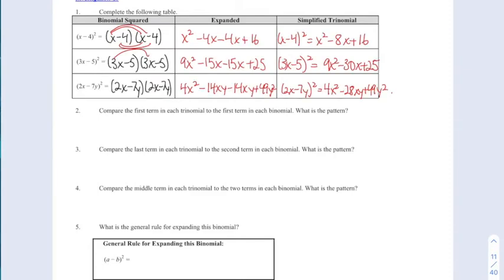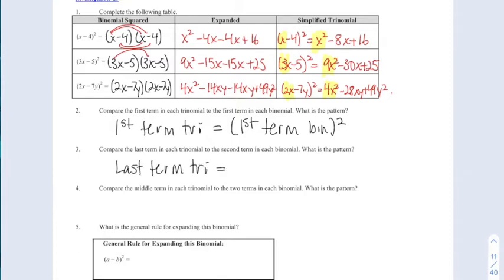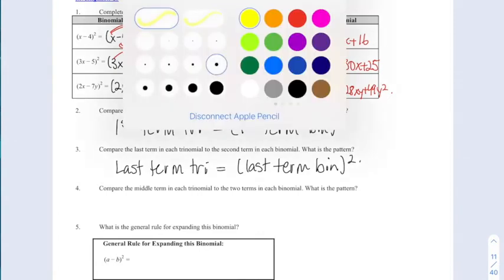All right, so let's have a look at the pattern, and we'll notice that it's very similar. So if I compare the first term in the binomial with the first term in the trinomial in all three of these, I can again see that the first term in the trinomial is equal to the first term in the binomial squared. And we're going to see the same thing here. The last term in the trinomial is the last term in the binomial squared. So I can use my highlighter again.